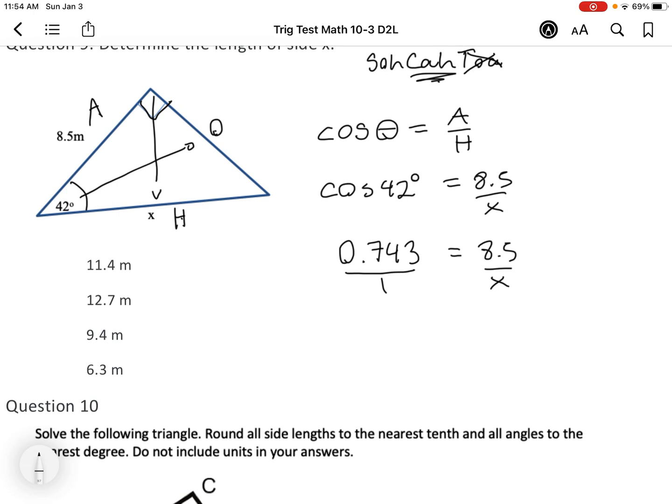Okay. Now I have one of these situations where x is in the denominator. There's a number of directions I could go here, but the way that we dealt with this with proportional reasoning is that I could just set this up as a new equation where I set the reciprocals equal to each other. The reciprocal means that I flip the fraction. So instead of writing 0.743 over 1, I write 1 over 0.743. But then instead of writing 8.5 over x, I write x over 8.5. And that's a really simple way to do it.